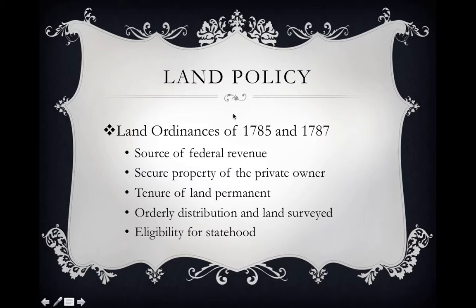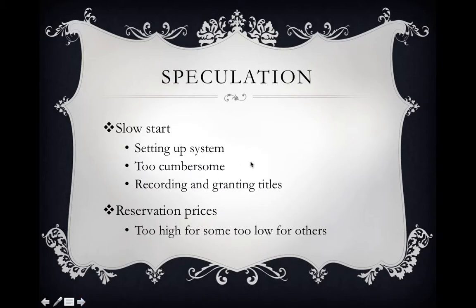And then the land ordinances also allowed for statehood in the future. If these lands got settled, at some point they were going to want to join the Union of the United States. Well, what was the criteria for those territories to switch from territories to statehood and being part of the United States?